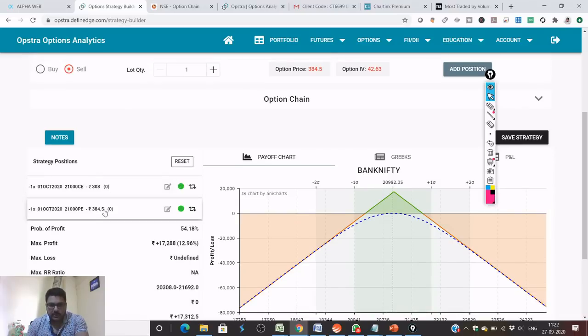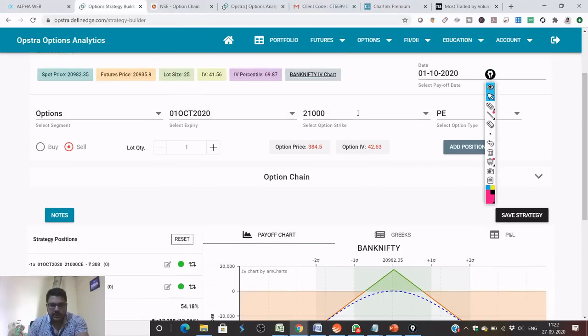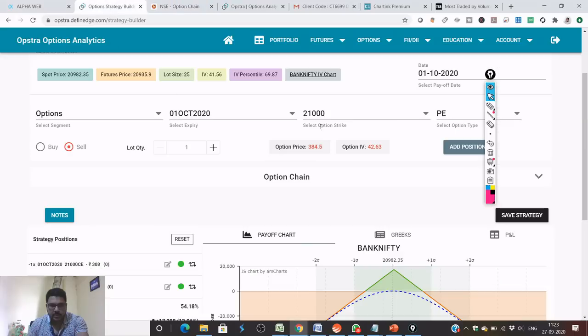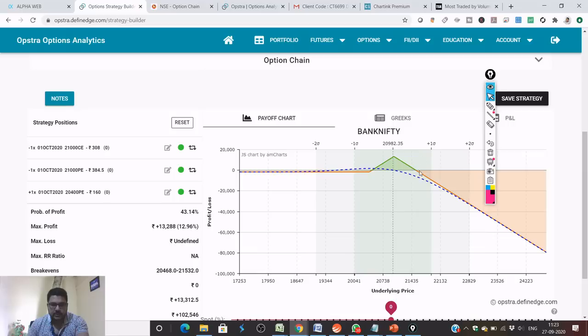Let's try to see how do we adjust. So we have 300 points. So what we do is we combine this premium. This is 684, and then look at 21,000 minus 600. Okay, so this is 20,400. So 20,400 is the put which I'm going to buy. 20,400 put. Let's buy this and see what happens to the position.